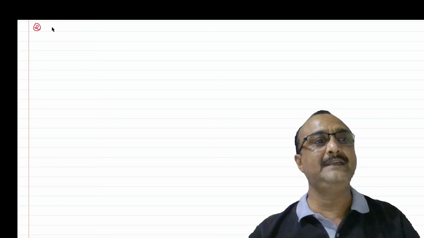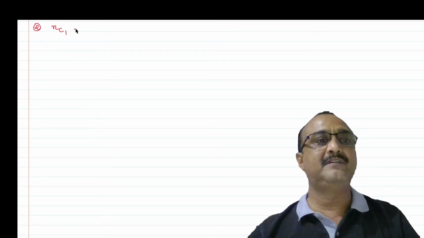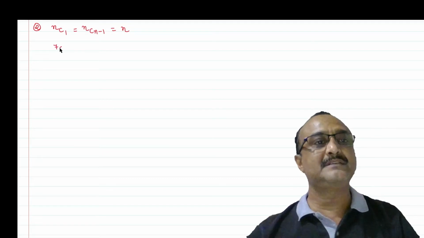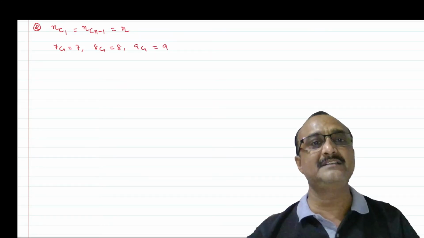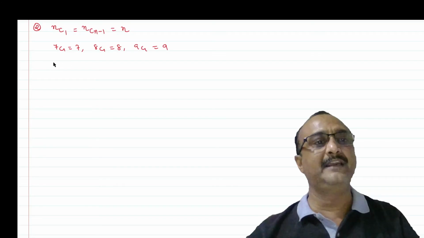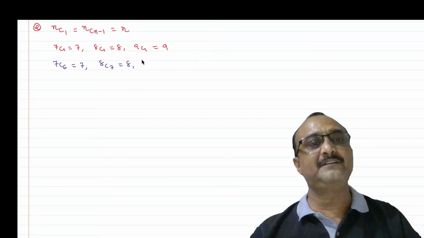Formula number 2 is nC1 equal to nC(n minus 1), which is always n. For example, if 7C1 is given, answer is 7; 8C1, answer is 8; 9C1, answer is 9. As well as nC(n minus 1) is also n. For example, 7C6 is given, answer is 7; 8C7, answer is 8; 5C4, answer is 5.